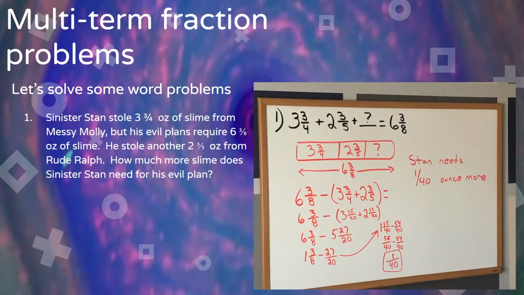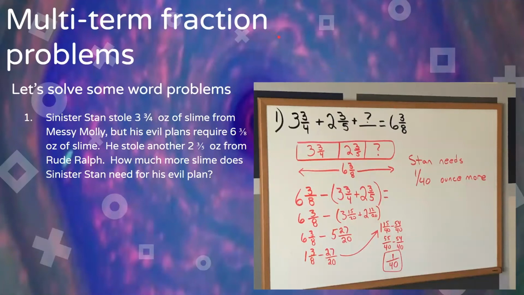So 55/40, 40/40 plus 15/40 is 55/40, minus 54/40 gives us a final result of 1/40. And our answer is that Stan needs 1/40th of an ounce more of slime to conclude his evil plan. I hope that makes sense. If it doesn't, I think you need to go back and review some of the other sample problems that we've done.